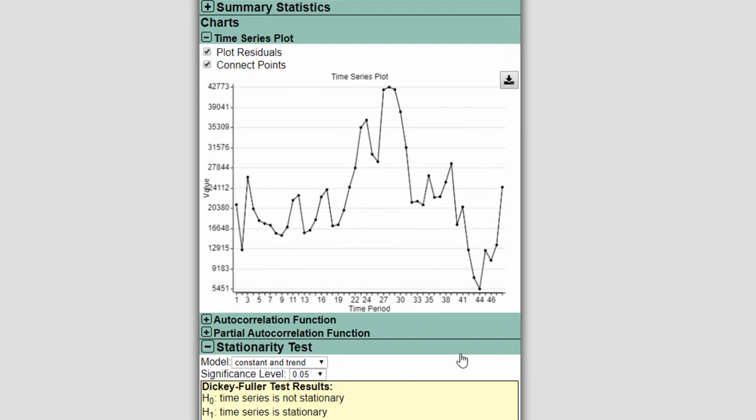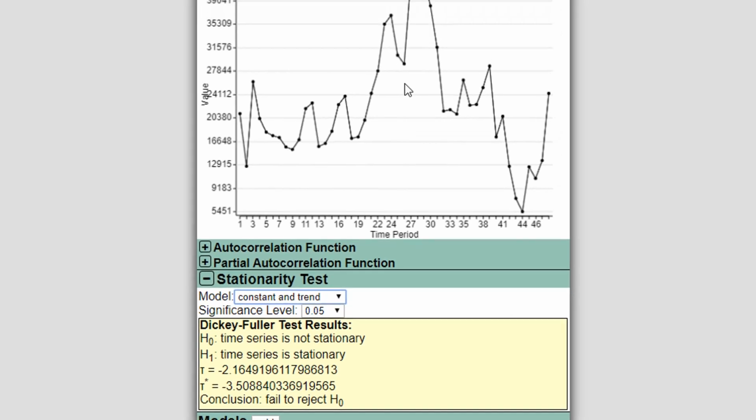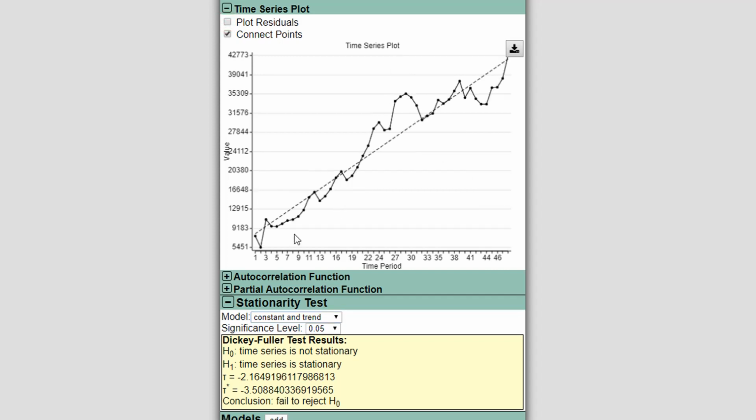It looks like for the constant and no trend, the simplest model of a stationary test, it says that's stationary. But if you have a more complicated model, it still thinks you're not stationary. If you wanted to see what the line of best fit looks like with your data, unclick plot residuals, and you'll see the dotted line of the line of best fit, along with your data points.